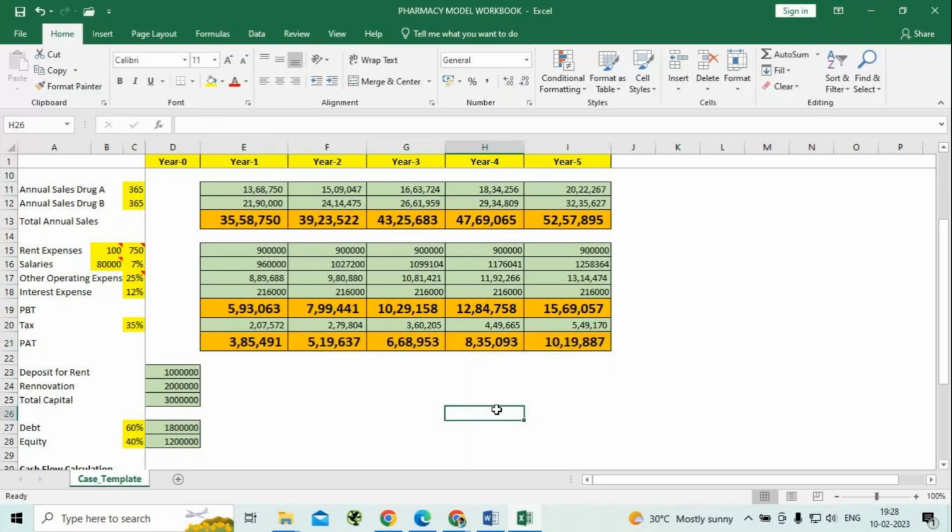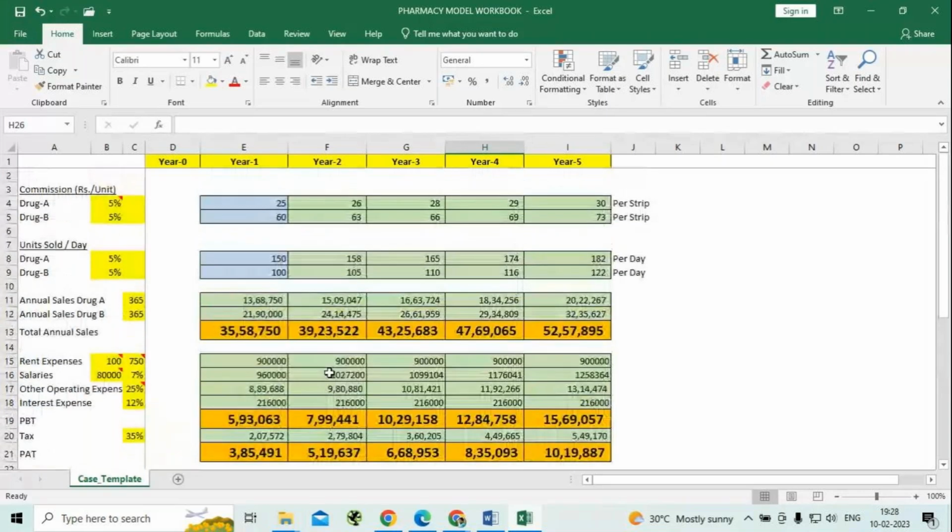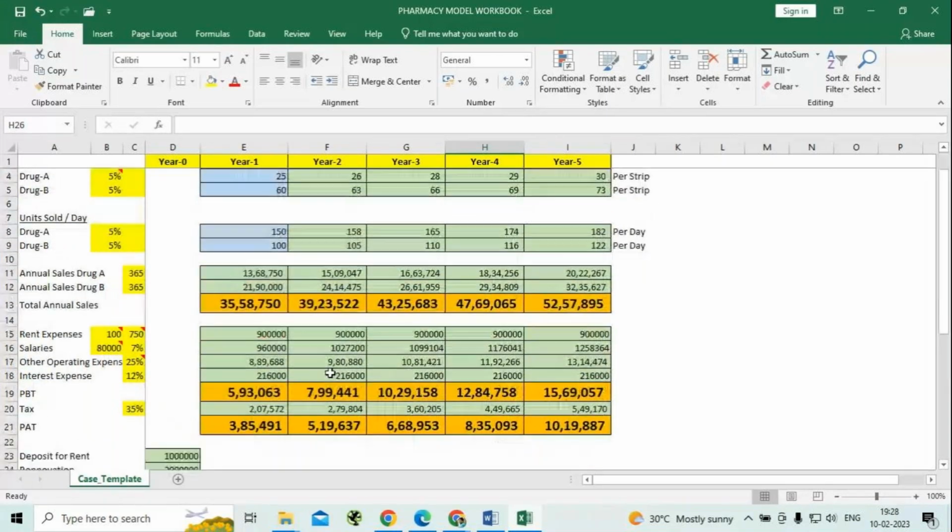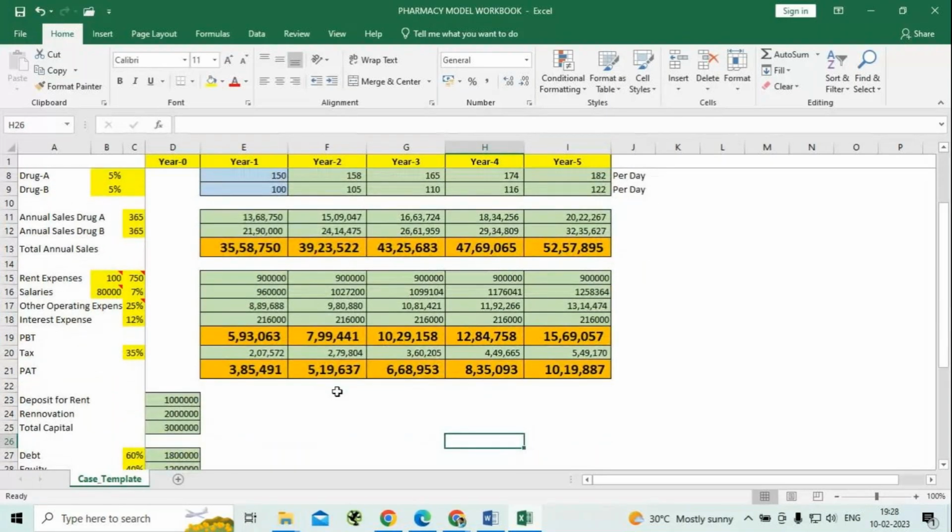So we have prepared the income statement in this way, so we should be able to read out each and every point so that we can understand easily and implement the calculation on the components.